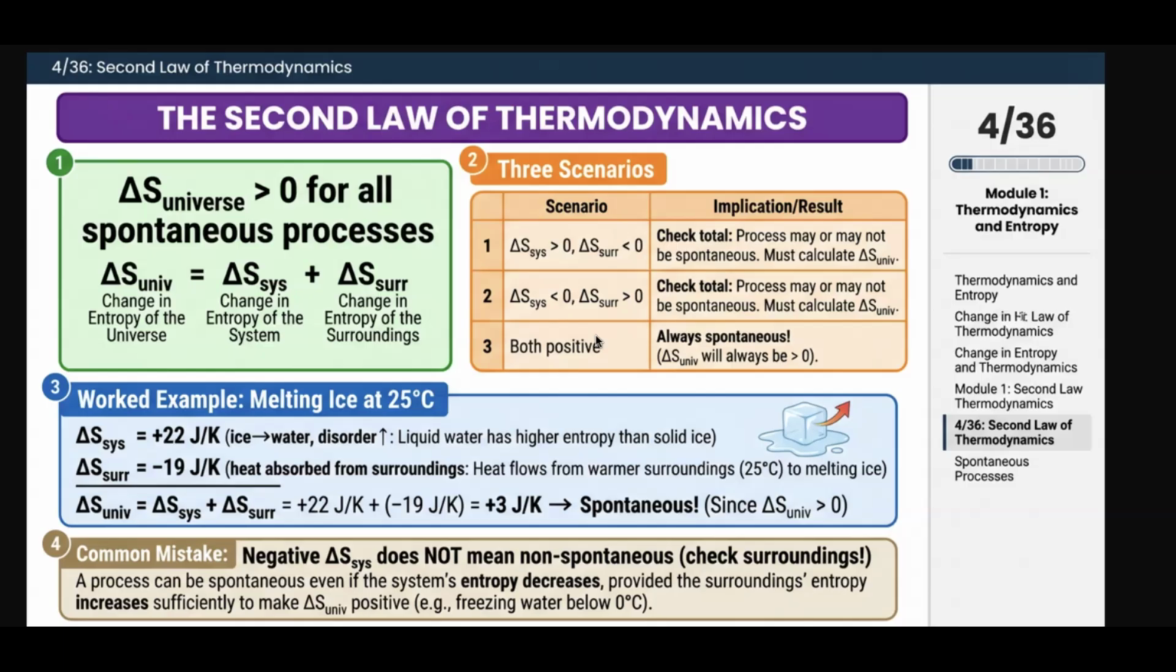A common mistake: students think a negative delta S of the system automatically means non-spontaneous. Wrong. Always check the surroundings too.